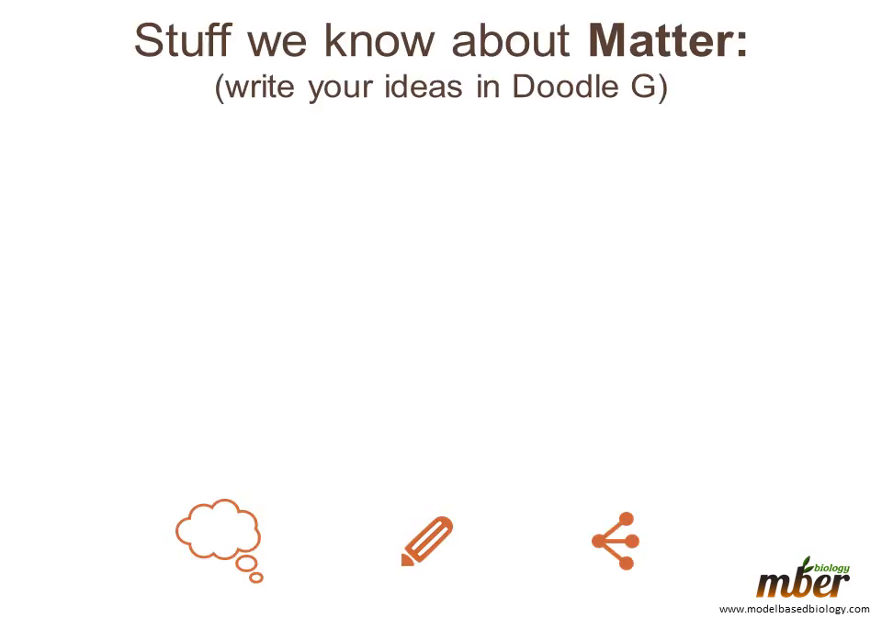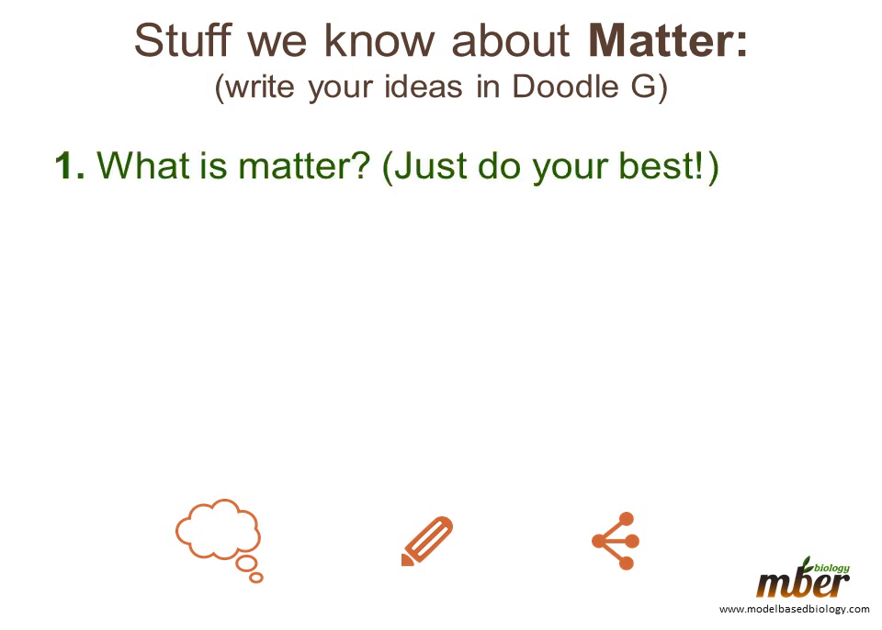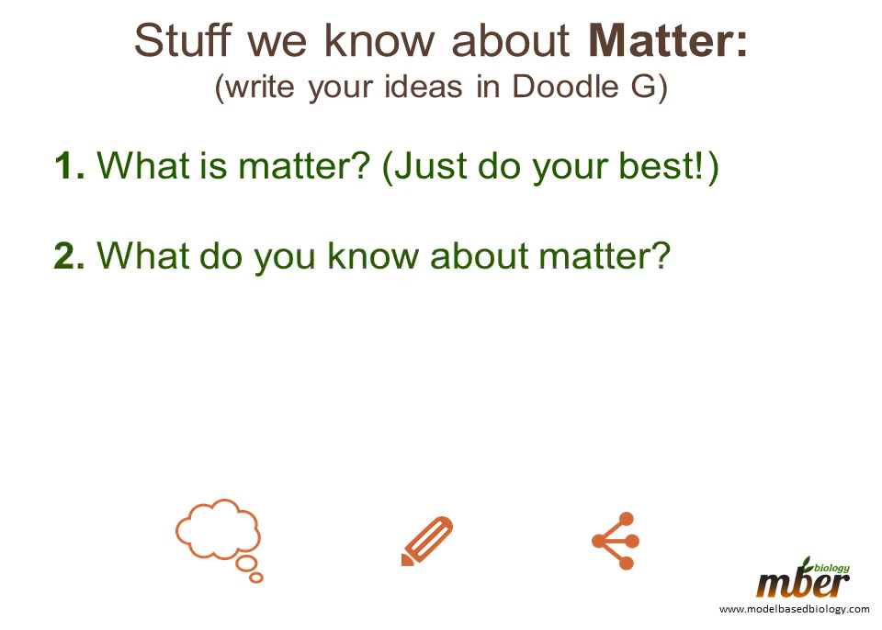For this segment, for G, I want you to write your ideas in Doodle box G. So, what is matter? Just do your best. What do you think matter is? And I don't want you to overthink it or get concerned about vocabulary. Just put in what you think and you can talk about it. What do you know about matter? Write in what you think.